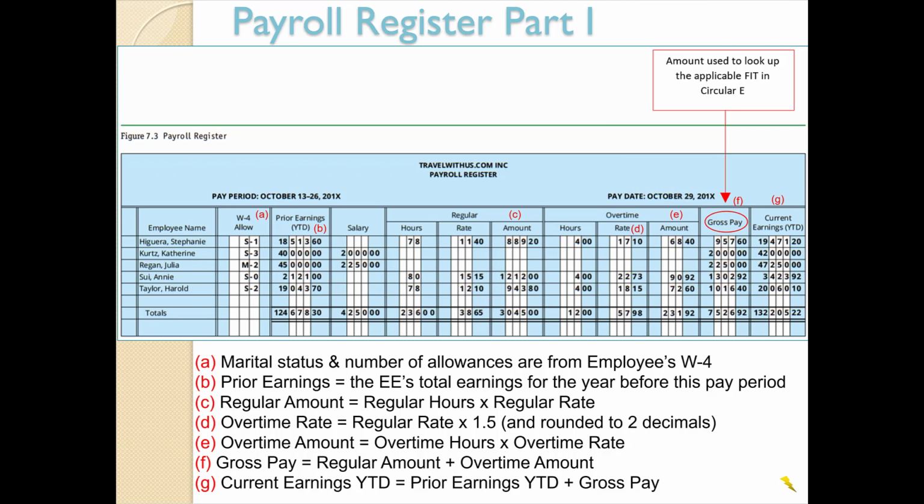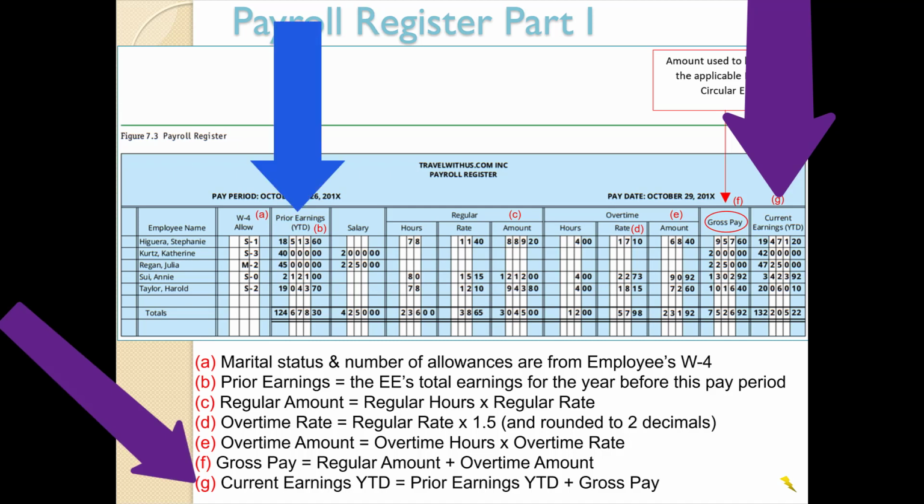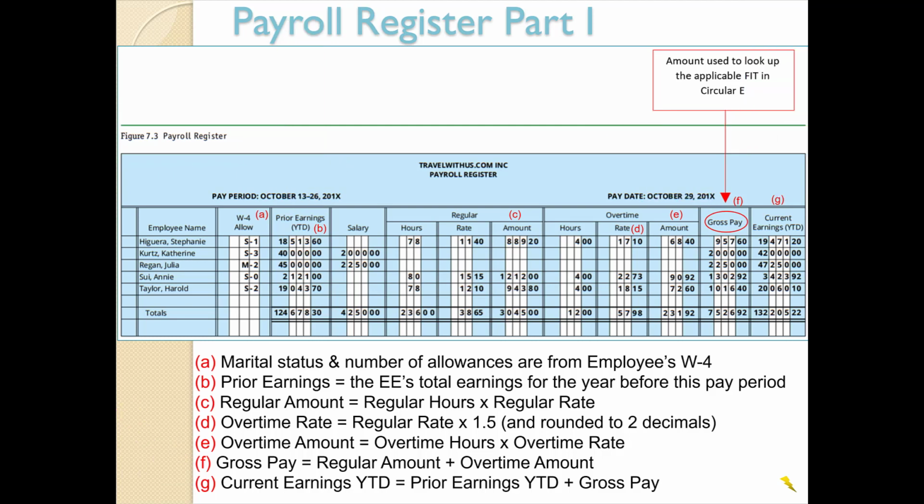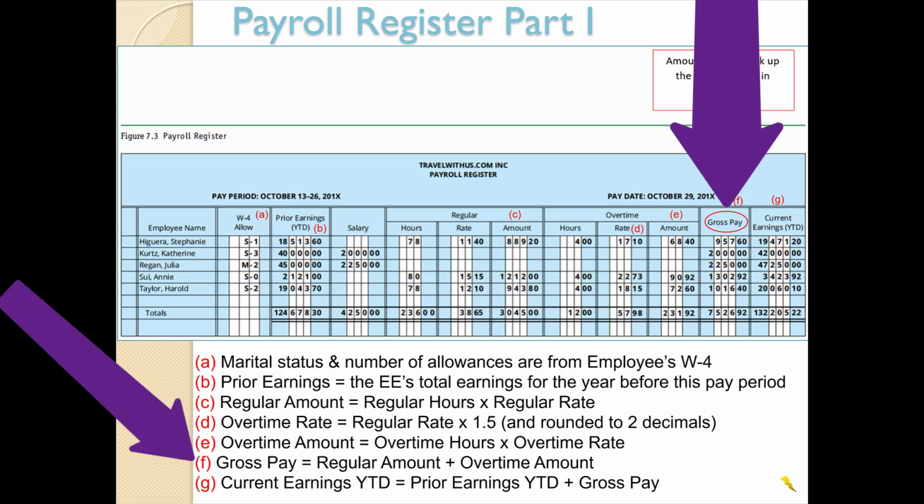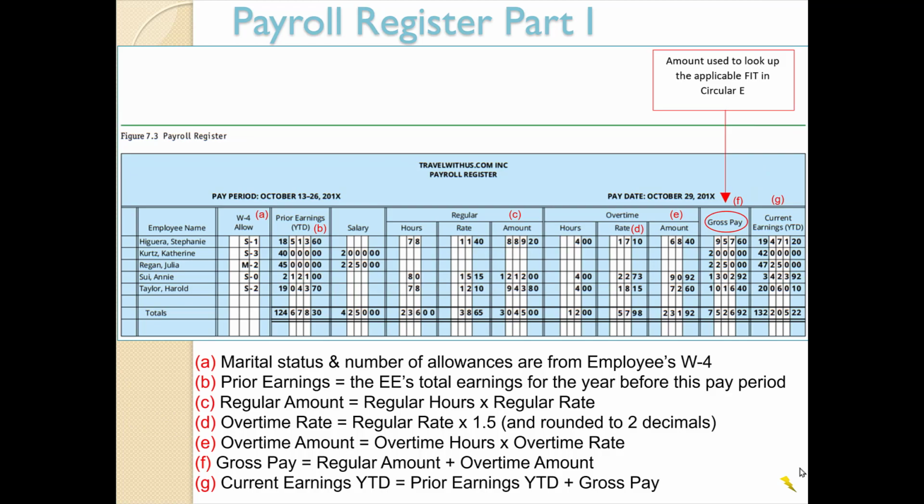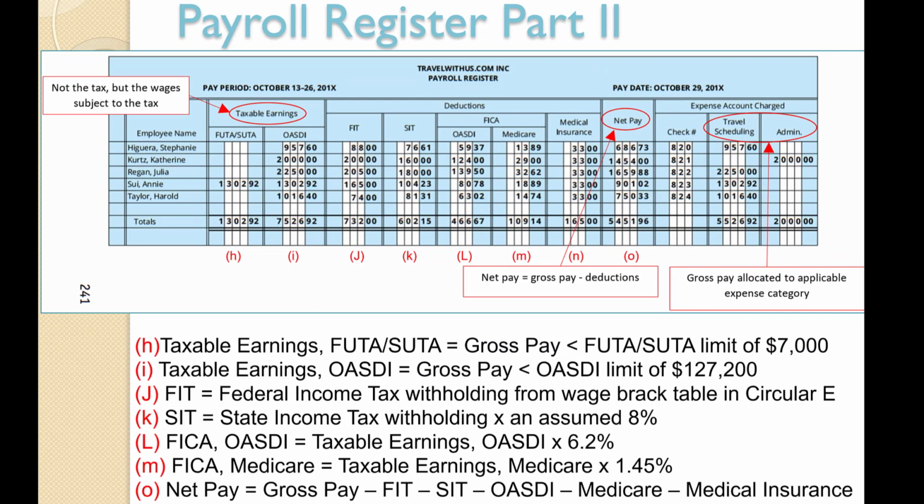Then we have our gross pay column, and then we have our current earnings year to date. Current earnings year to date is the prior earnings year to date plus this pay period's gross pay. And of course, getting back to the gross pay, that's calculated by adding up their salary, or their regular pay plus their overtime pay. So this is page 1 of the payroll register. There's a second page. So here's the second page.